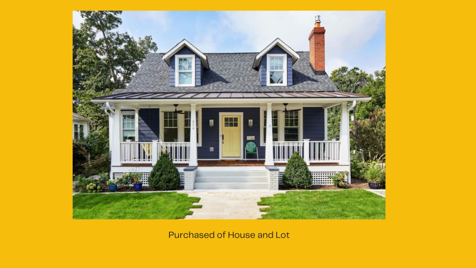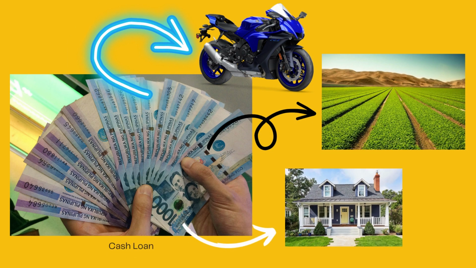So the most common type of mortgage is the fixed rate mortgage wherein the interest remains constant throughout the term of the loan. Another example of collateral is when you loan cash and you are asked to secure the loan with some of your properties like motorbikes, farmland, or a house and lot. In the event that you can no longer pay your amortization or obligation, the lender has the right to possess those properties you signed as your collateral.